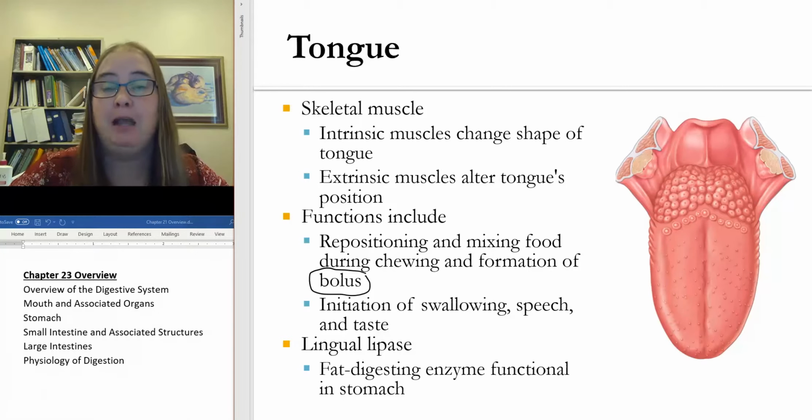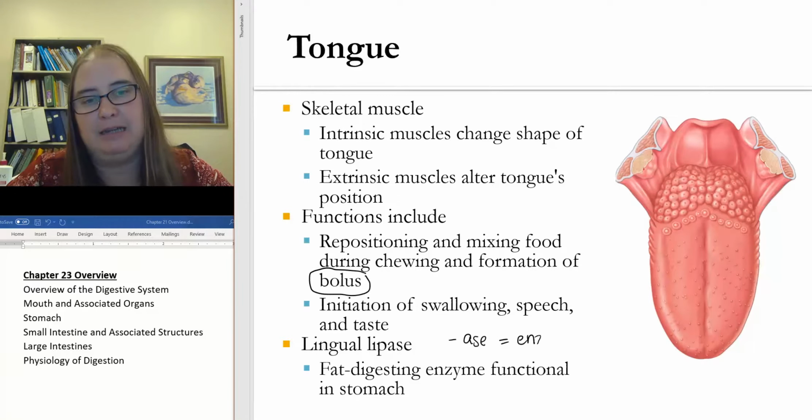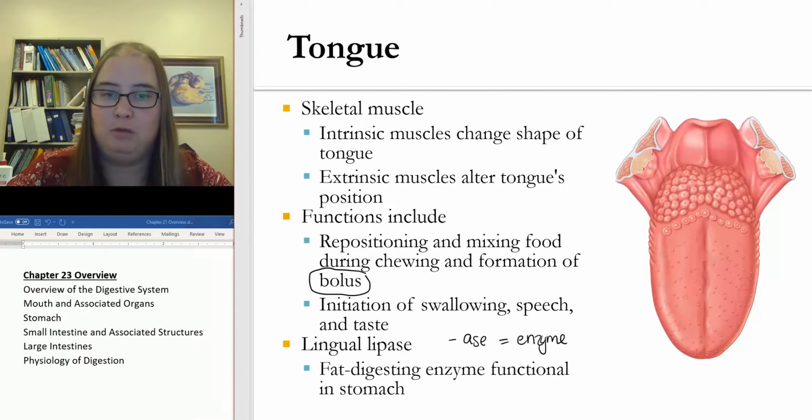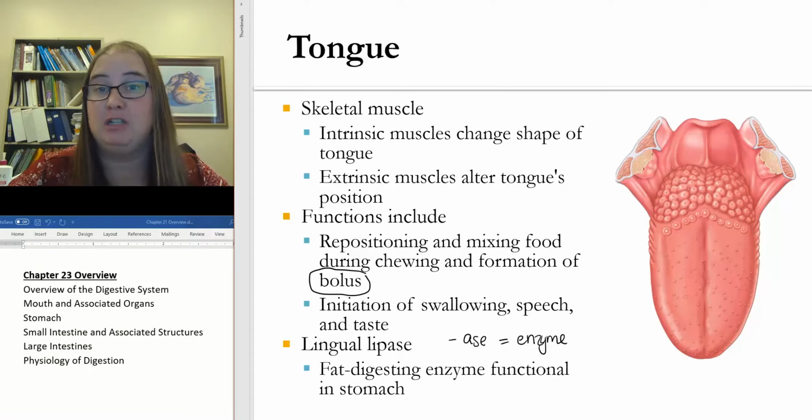Now, the tongue is also responsible for secreting an enzyme known as lingual lipase. Anytime you see the suffix ase, think of an enzyme. Lingual is tongue. Lipase, lip is lipid. So this is a lipid or fat digesting enzyme that gets secreted by the mouth. However, it doesn't function until it reaches the stomach.